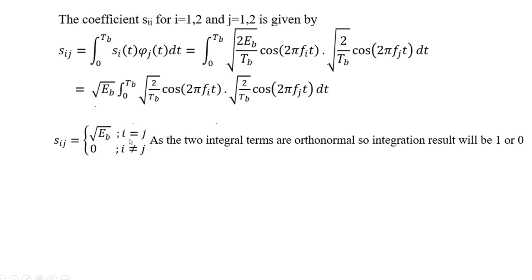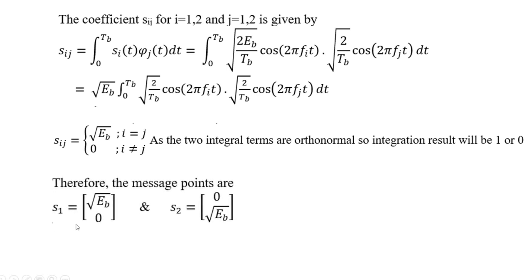So we have proved that only the i equal to j component is present, and the i not equal to j component is not present. That is, for i equal to 1, S11 is present and S12 is not present. Similarly, for i equal to 2, S22 will be present and S21 is not present. So for S1, only S11 is present, that is root Eb, and S12 is 0. Similarly for S2, S21 is 0 and S22 will be root Eb.